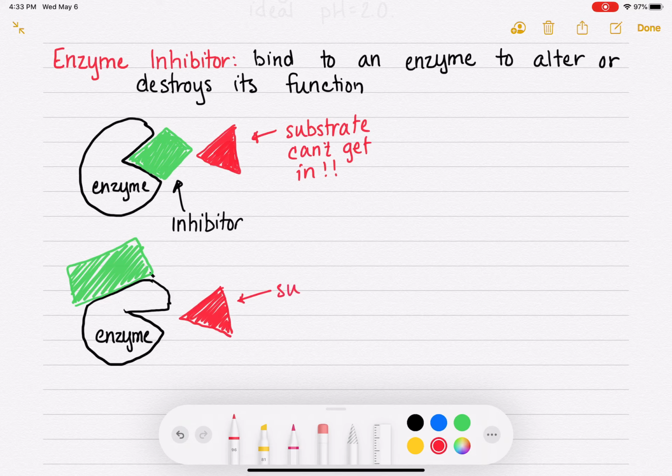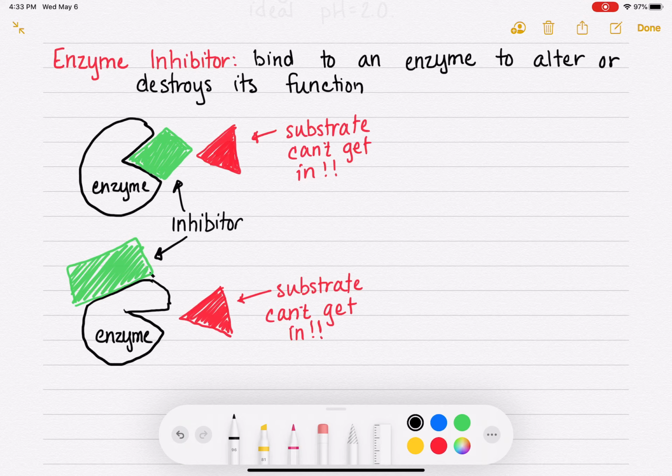So here's our substrate. And again, it can't get into the pocket because the shape of the pocket has changed. So those are two different ways that we can inhibit our enzymes.